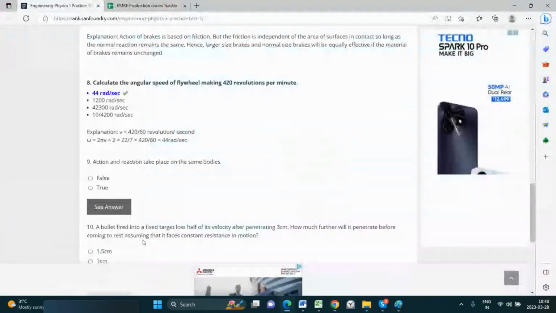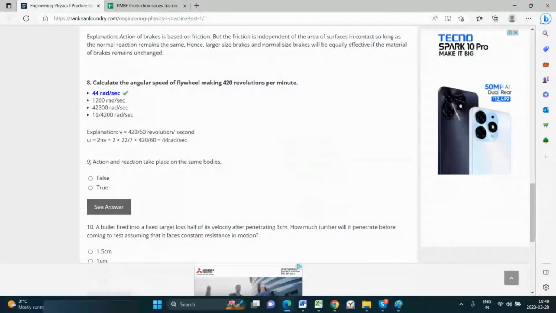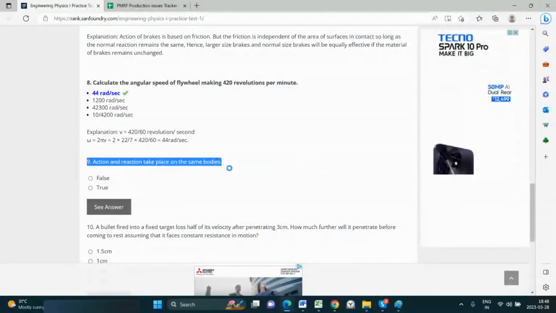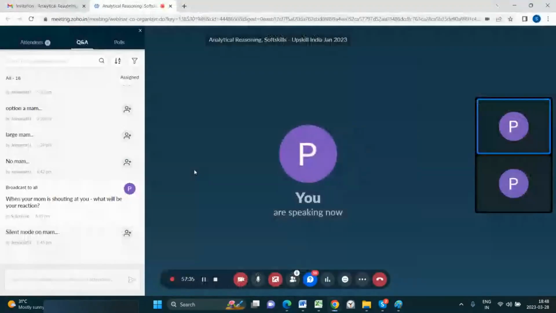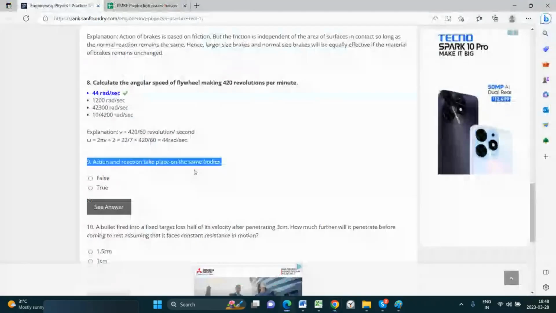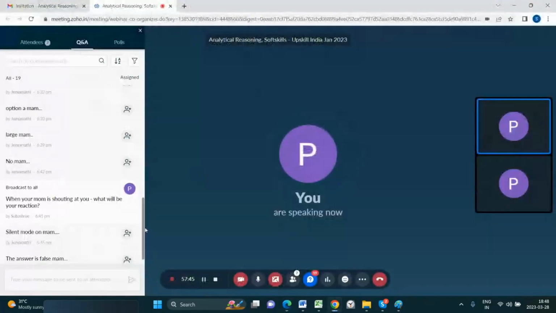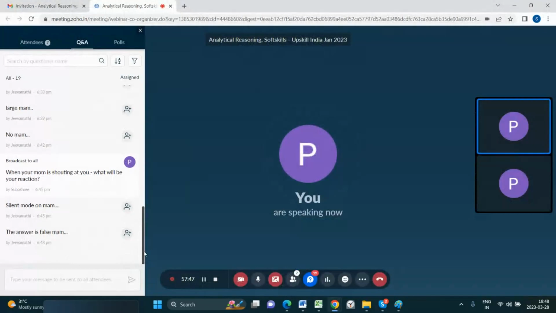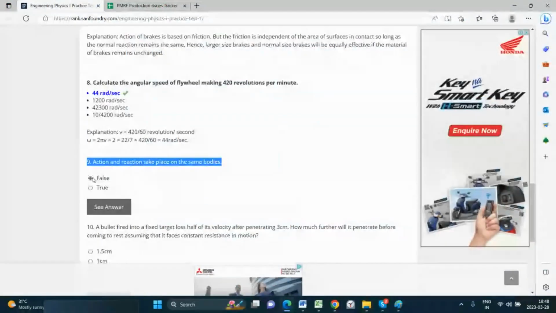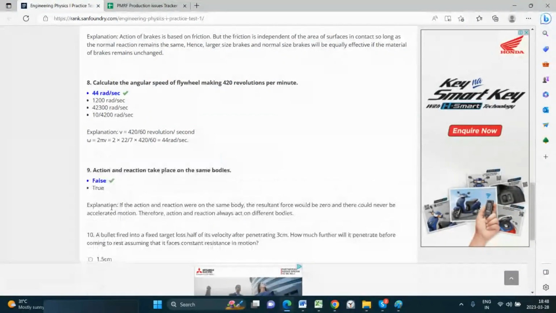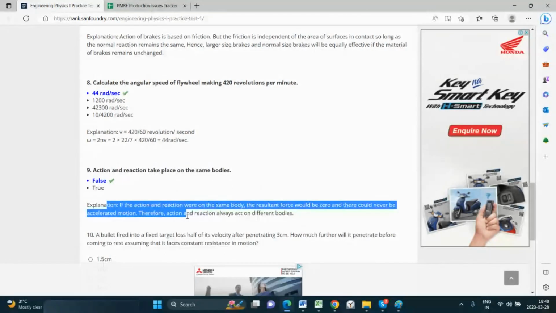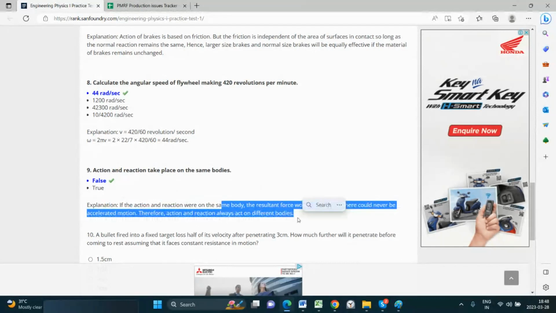That has some link with this question. Action and reaction take place on the same bodies. Can you tell me was true or false? Action and reaction take place on the same bodies. Answer is false. Very good. So let me choose false. False is right. If the action and reaction were on the same body, the resultant force will be zero.